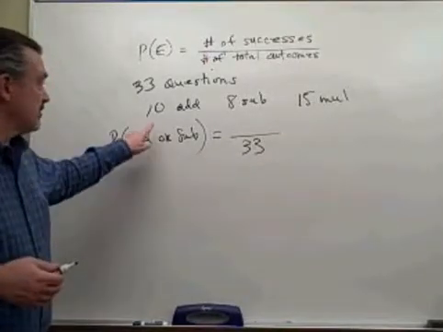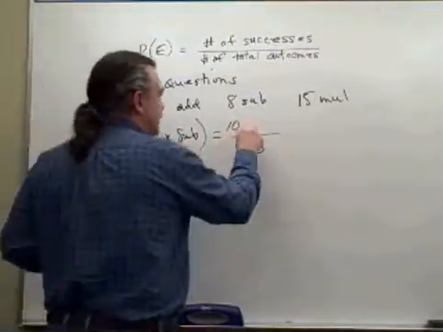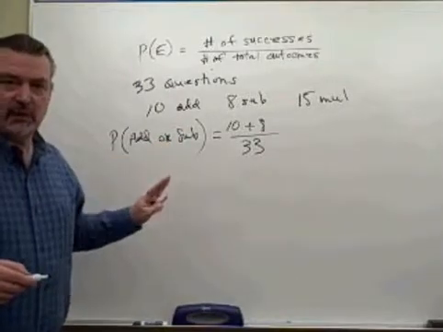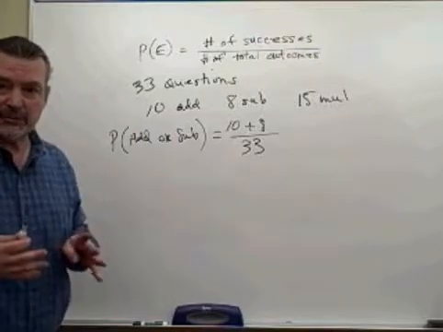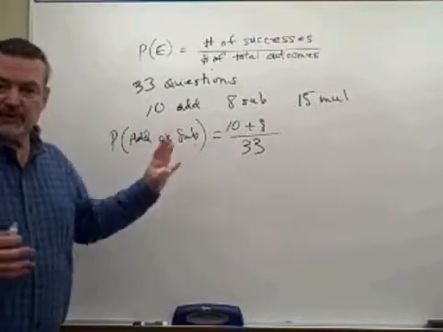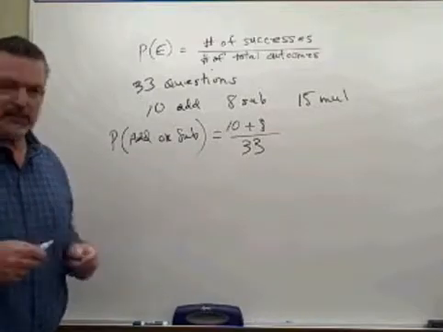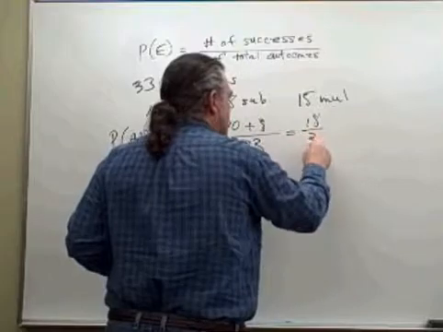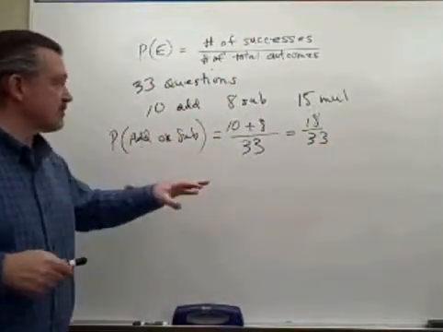How many are addition? 10. How many are subtraction? 8. Is there any overlap between those? No. A problem's an addition problem or a subtraction problem. It can't be both. Those events, we could say, are mutually exclusive. Being an addition problem, being a subtraction problem are mutually exclusive. So what's the probability that that first question would be an addition or a subtraction?